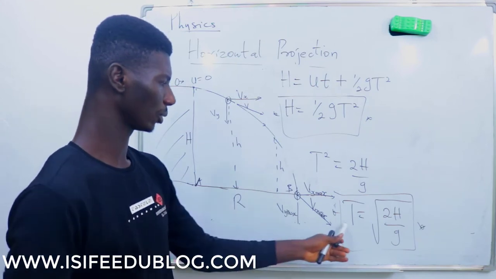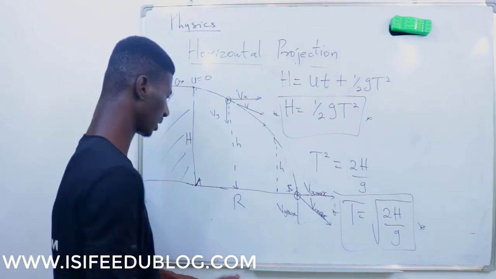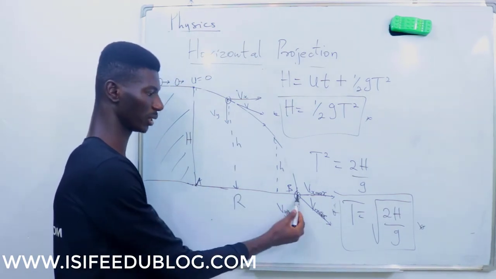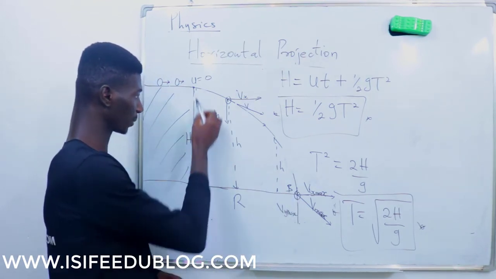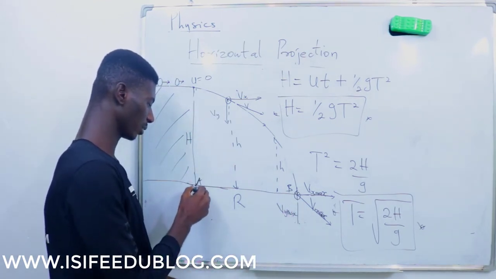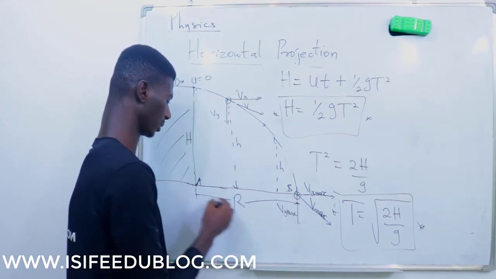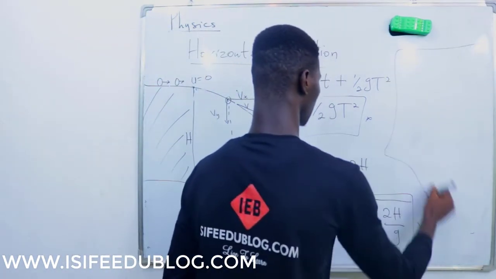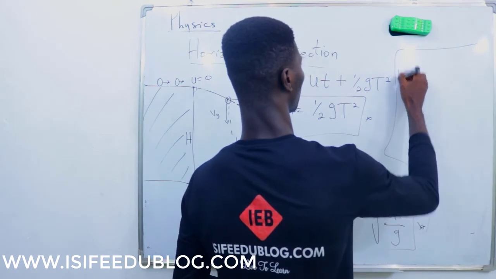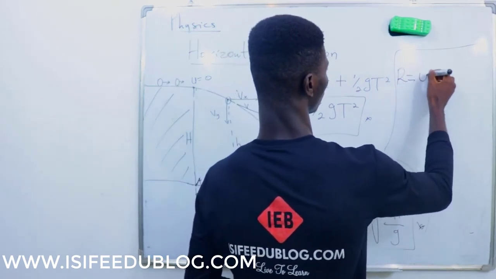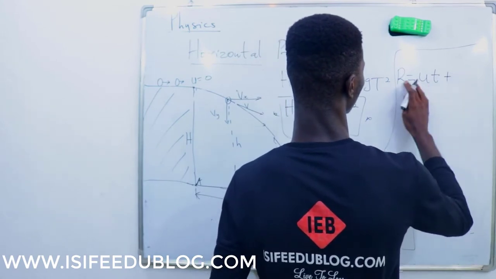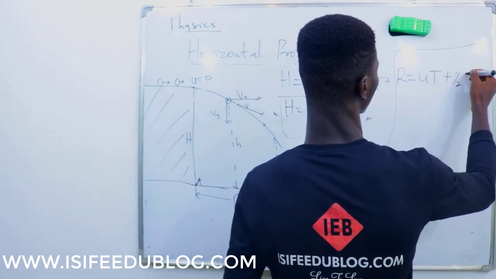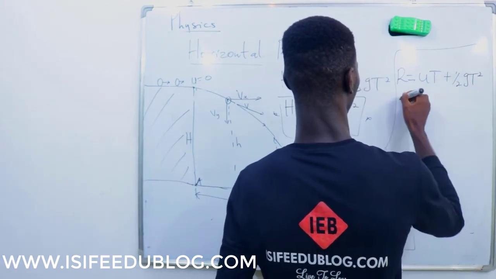Now, the next thing we need to do is the range. What is range? Range is the horizontal distance covered from point A to point B. Point A is the point of projection and point B is the point of landing. The horizontal distance covered from here to this point is the range. You can get it from the second equation of motion, that R is equal to ut plus half gt squared.